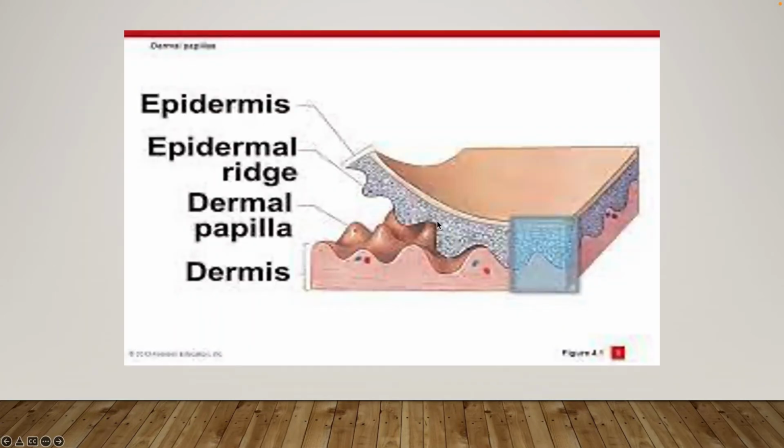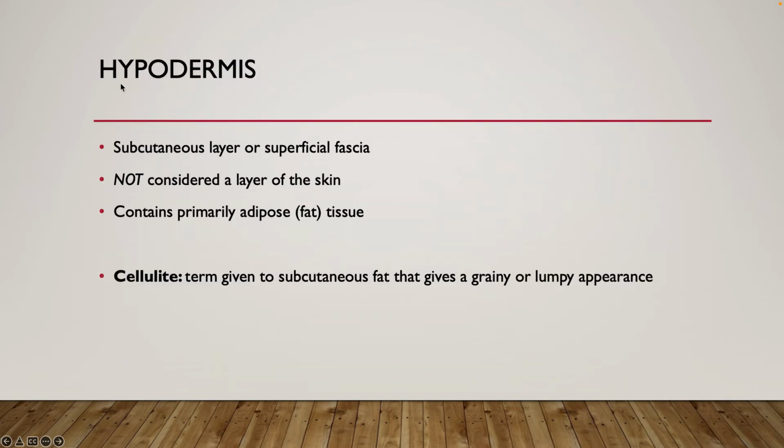Here's another example of our epidermal ridge and dermal papillae. Here's the epidermis, here's our dermis down here, and here's the interaction between the two. It's these projections of dermal papillae and these invaginations of an epidermal ridge that provide us with our fingerprints.